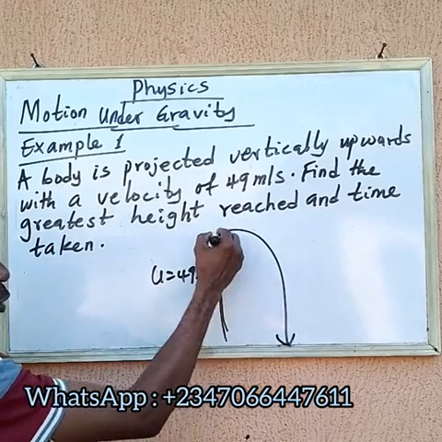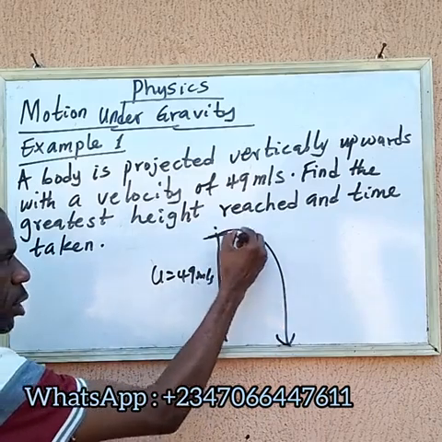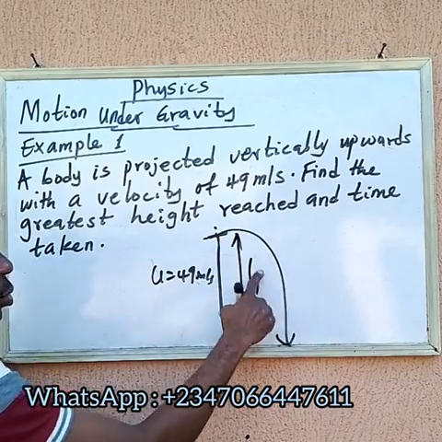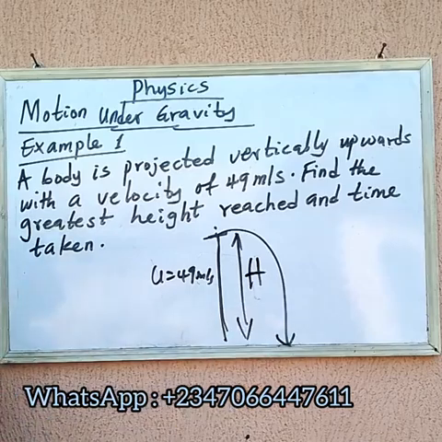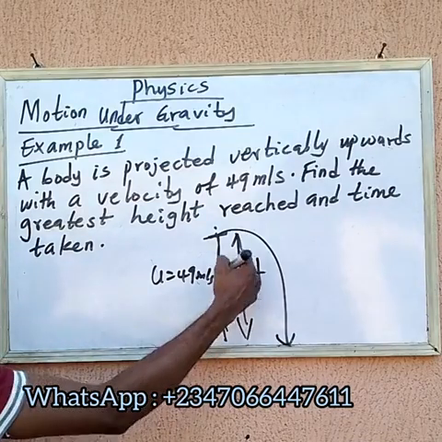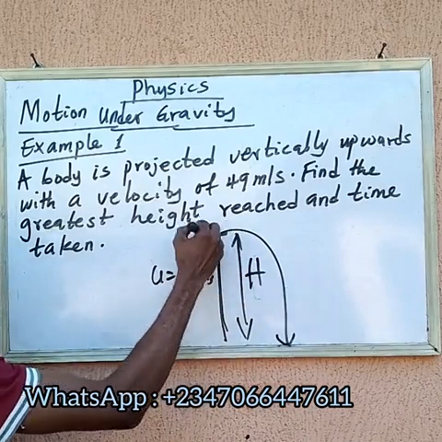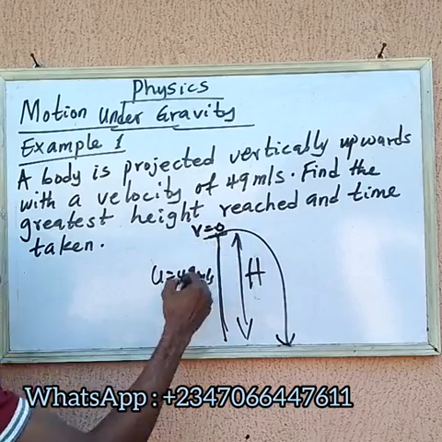What we are interested in now is just from the ground to this height. This is the height reached. You can use capital letter H or small letter h, no problem. We are interested in this first part, not the second part of the motion. So here v is equal to 0 at that point.